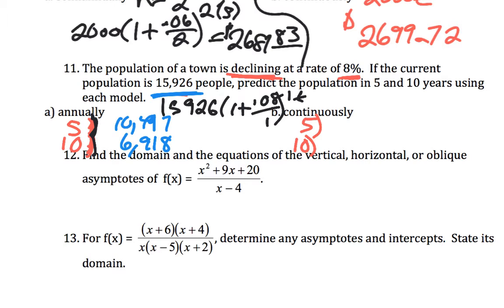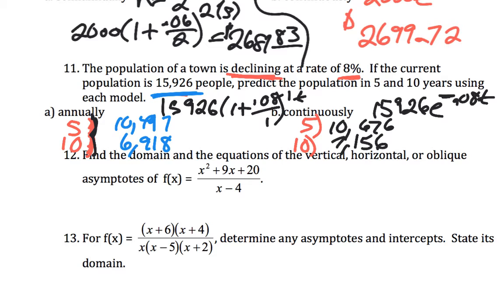Now, continuous, 15,926 e to the r. It's declining, so it's a negative. And then t. I'm going to put in a 5 and a 10. I get 10,676 for 5 years and 7,156 for 10 years.